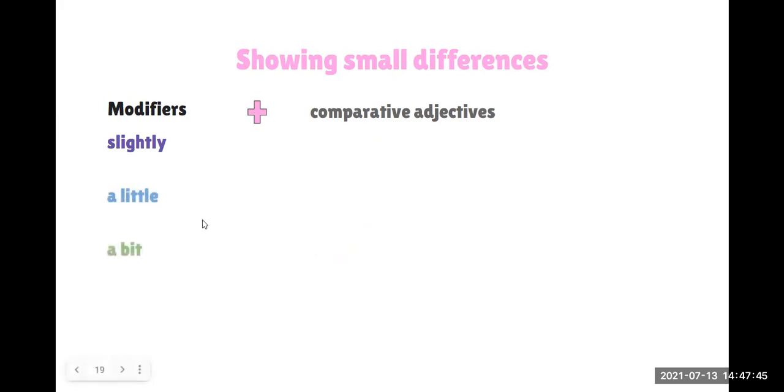Luego, cuando queremos mostrar una pequeña diferencia entre lo que estamos comparando, podríamos utilizar los modifiers, que enseguida los vamos a ver. Luego de los modifiers, utilizamos los comparative adjectives. ¿Ok? Y estos son los modifiers que podríamos utilizar. Slightly, que significa una pequeña diferencia. Slightly, or we can say a little, a bit, a little bit. These are some of the words that we can use before comparative adjectives to show a small difference, okay? And we can also say not much.